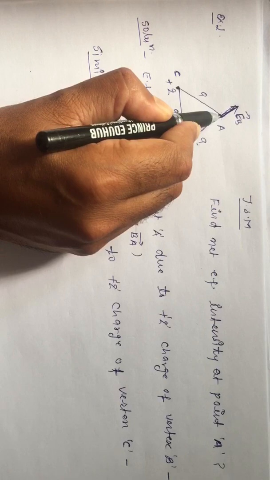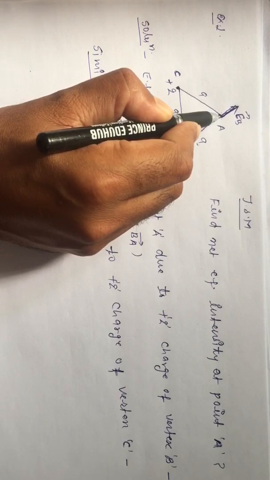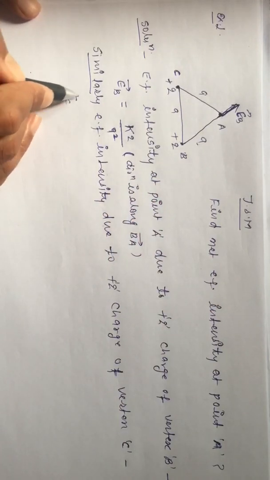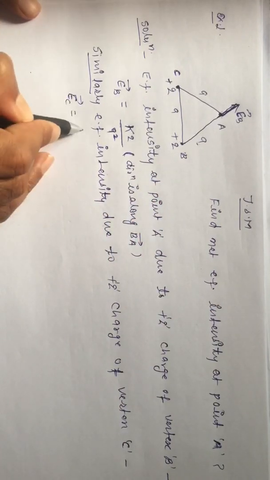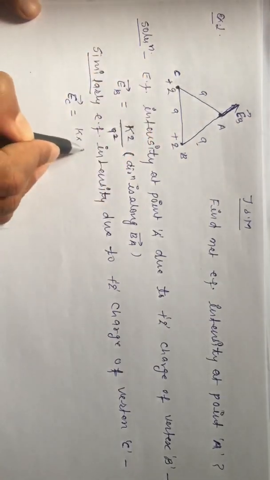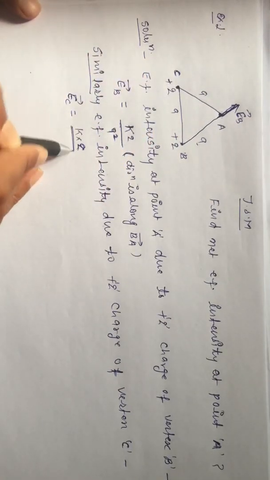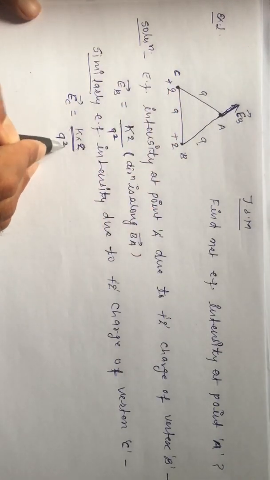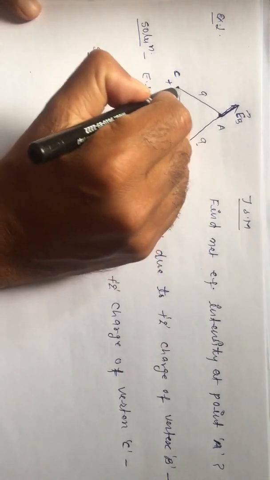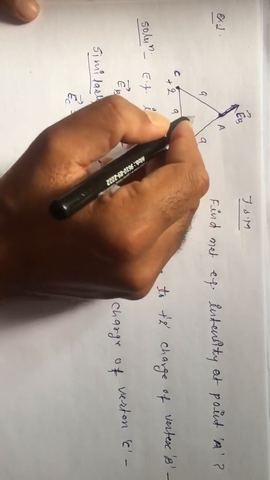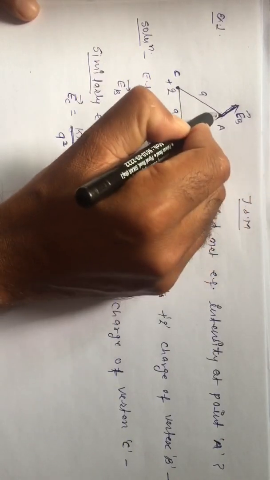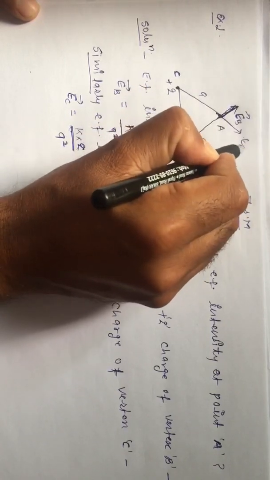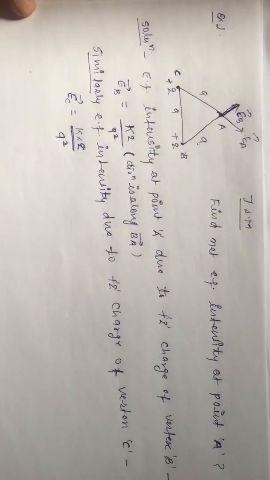Again, we will use the electric field intensity formula due to a point charge, that is kq upon r square. Let this intensity be the EC vector, which equals k, the point charge is q, but now the distance is not r. In place of r square, you will use a square. It is only magnitude. What about the direction? We have discussed the direction: it will be away from the positive point charge.